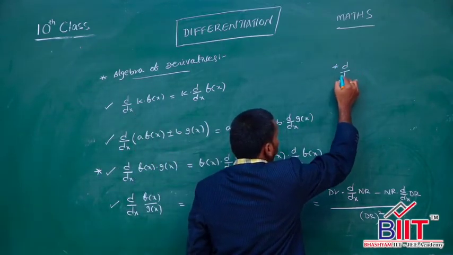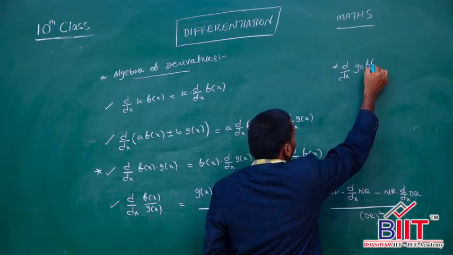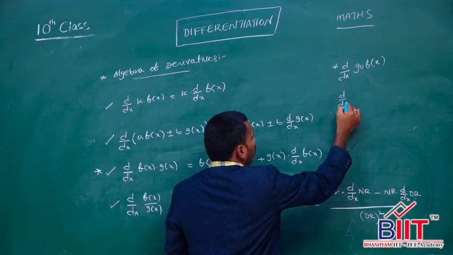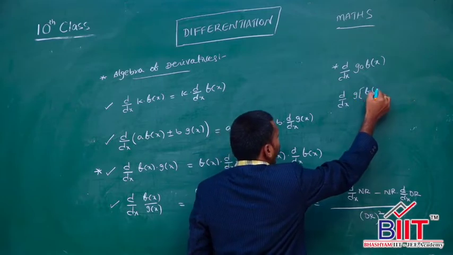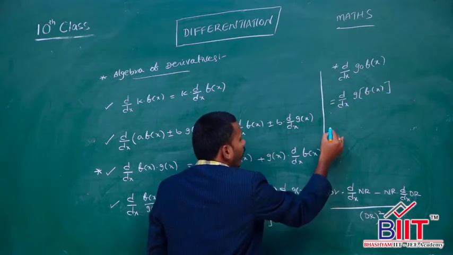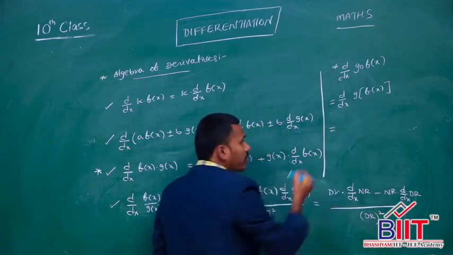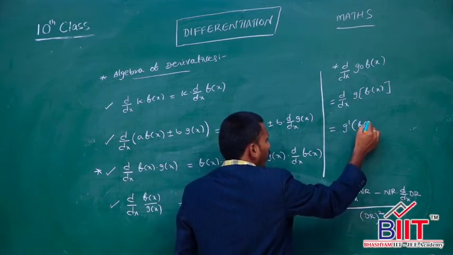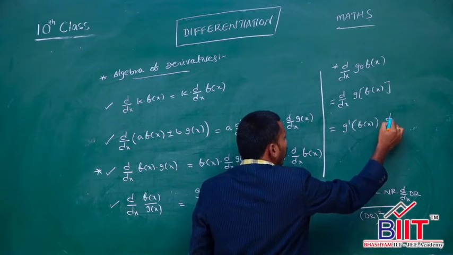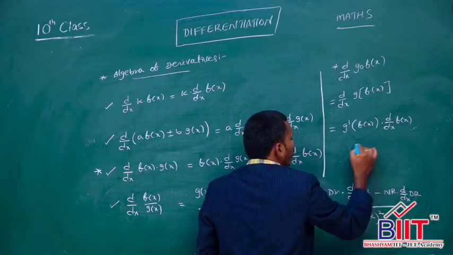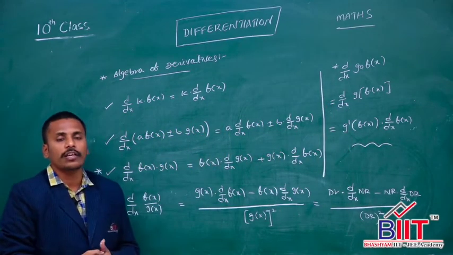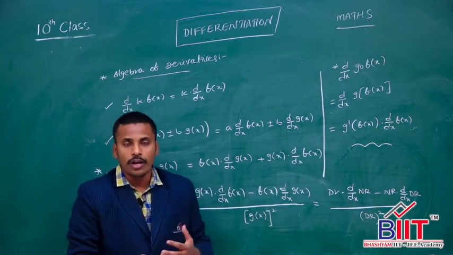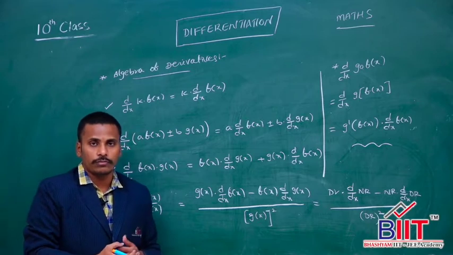Suppose you wish to calculate d by dx of g circle f of x. How to calculate it? We will establish it by the properties of functions and limits. I will rewrite it like this: d by dx of g of f of x is nothing but the derivative of g at f of x, so g dash of f of x, into the derivative of the inner function f of x, d by dx of f of x. Calculating derivatives for these types of composite functions comes under chain rule, and now I am going to discuss chain rule. Look at the board.